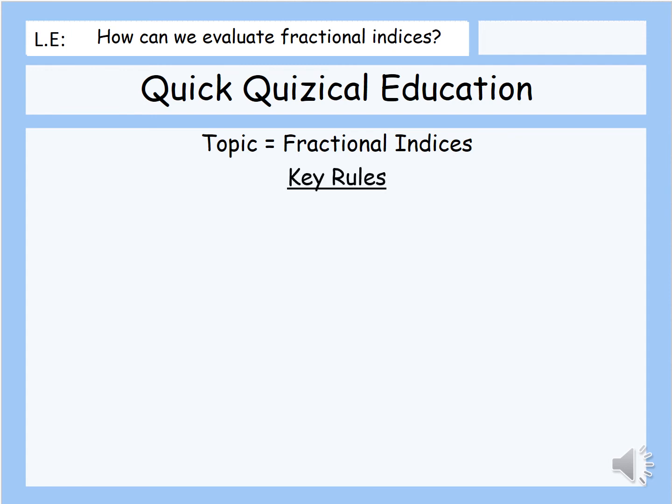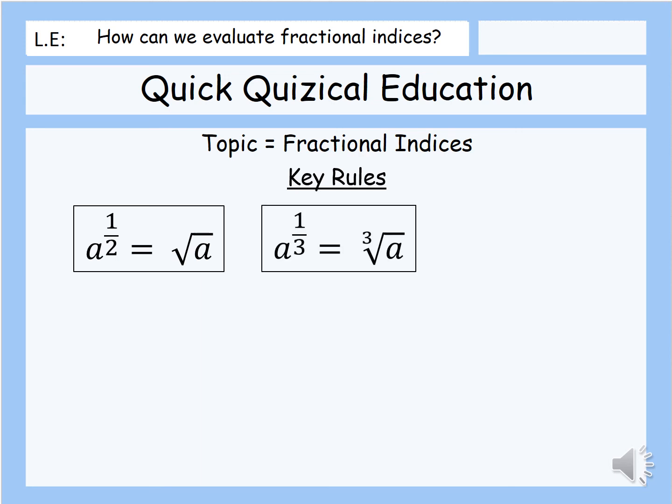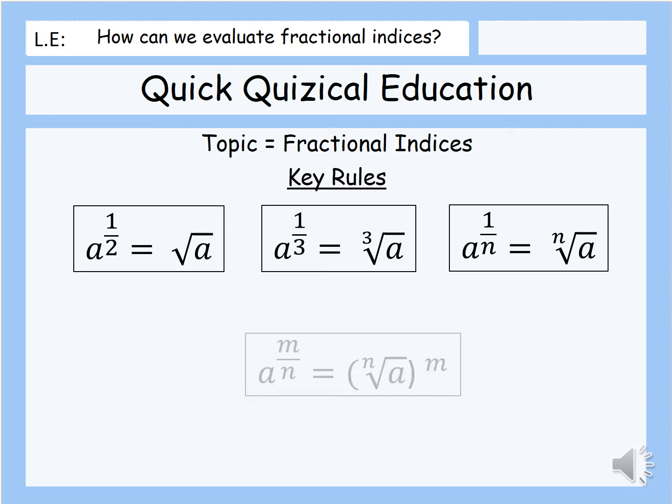So here are our key rules then. We've got a to the power of a half is the square root. We've got anything to the power of a third is the cube root. And in fact, if we want to take that a little bit further, anything to the power of 1 over n is just the nth root, because you appreciate that we can have square root, we can have cube root, or we could even go back a few more than that. We could have the 4th root, the 5th root, the 6th root, and so on.